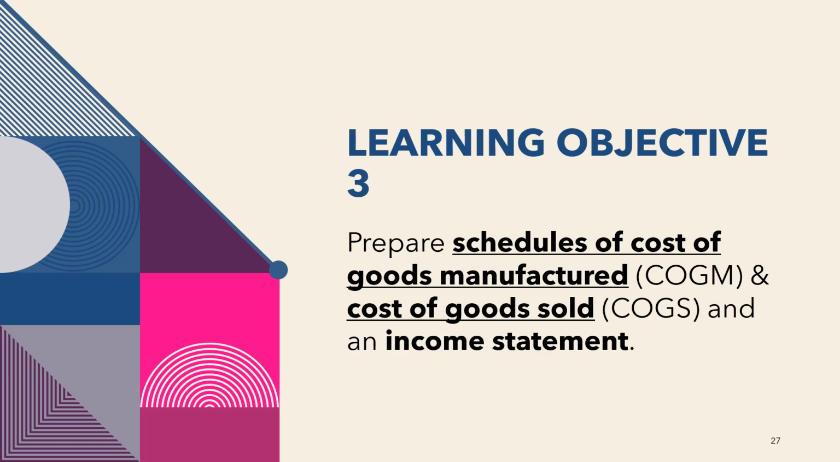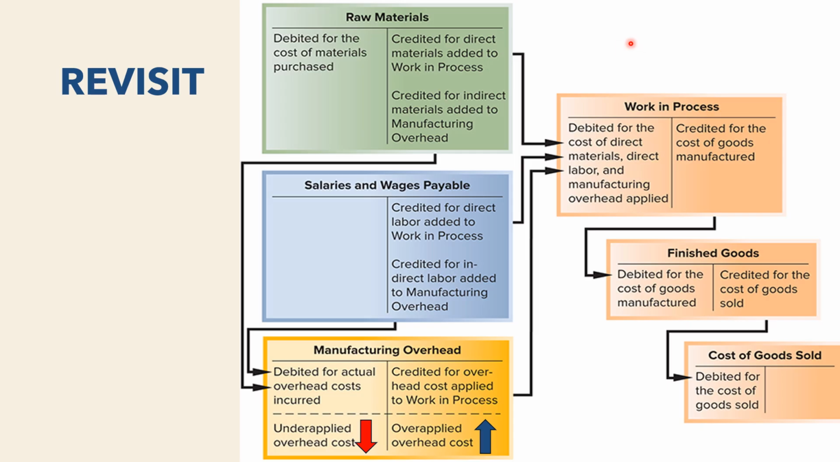Learning objective number 3, to prepare schedules of cost of goods manufactured and cost of goods sold and an income statement. This slide presents a T account model of the flow of manufacturing costs in a job order costing system. This model can be very helpful in understanding how manufacturing costs flow through a normal costing system and end up as cost of goods sold on the income statement.